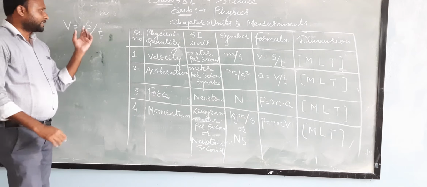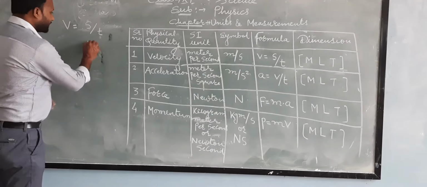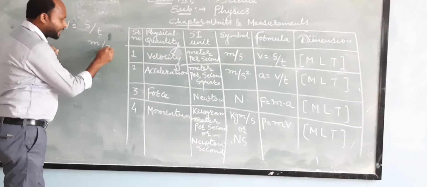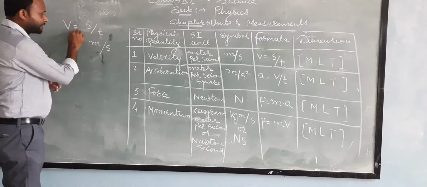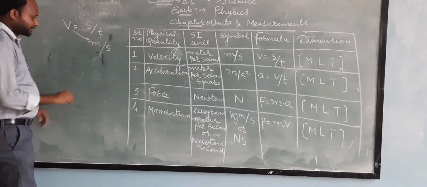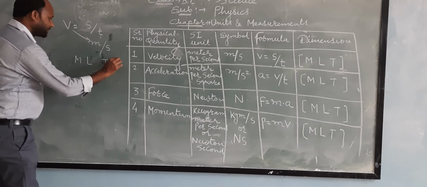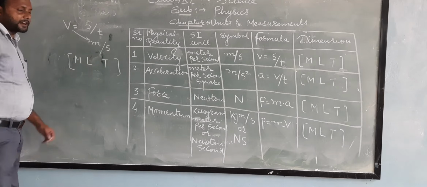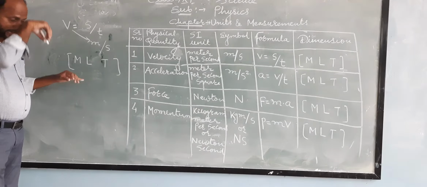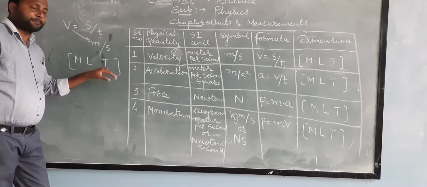We know that the SI unit of displacement is meter, and the SI unit of time is second. So therefore, the SI unit is meter per second. Now we have to find the dimension. So this is M, this is L, and this is T. When we are writing the dimension, we have to take a square bracket, and in that square bracket we have to put capital M, capital L, and capital T.